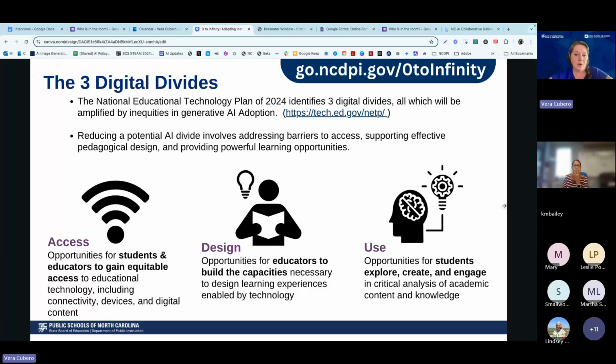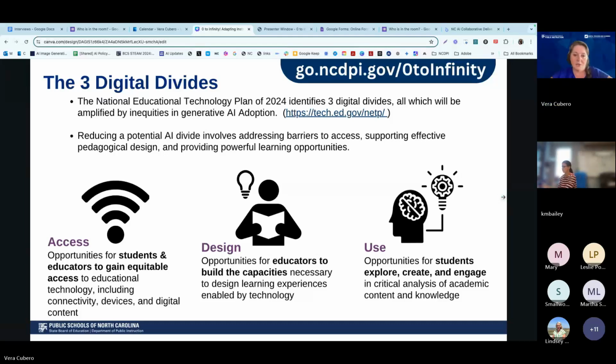But they pointed out that we're not just dealing with an access divide, we're also dealing with a design divide and a use divide. The design divide is where teachers and educators are given the opportunity to build their own capacity and get high quality training on how to effectively use technology to enable their learning experiences. And then the use divide is about students having those opportunities to explore, create, and engage in critical analysis and use technology in real world and authentic ways. And so those are the two things that we're really concerned with addressing.